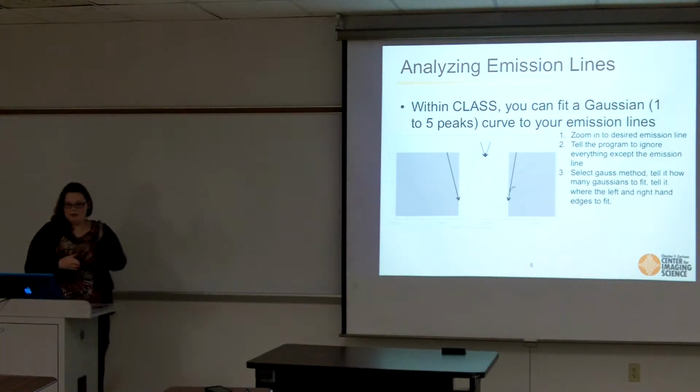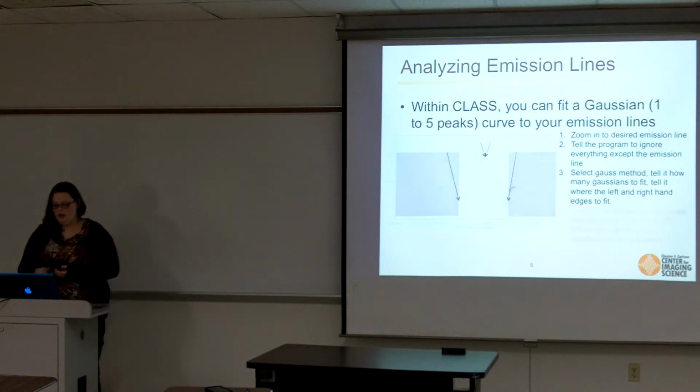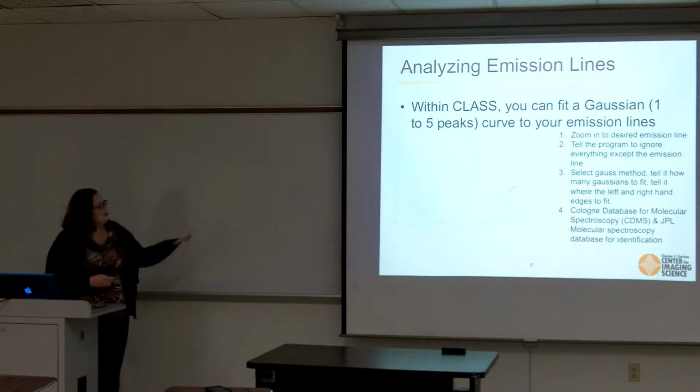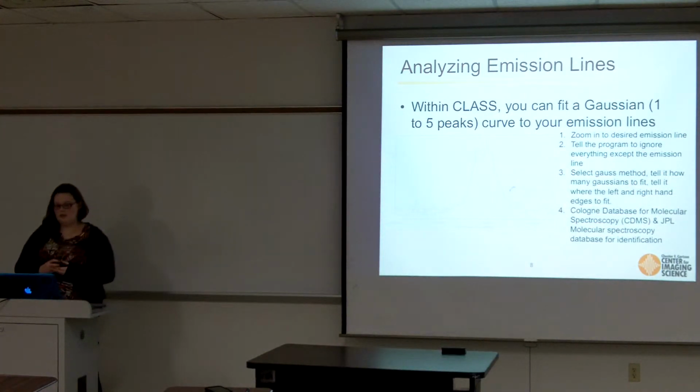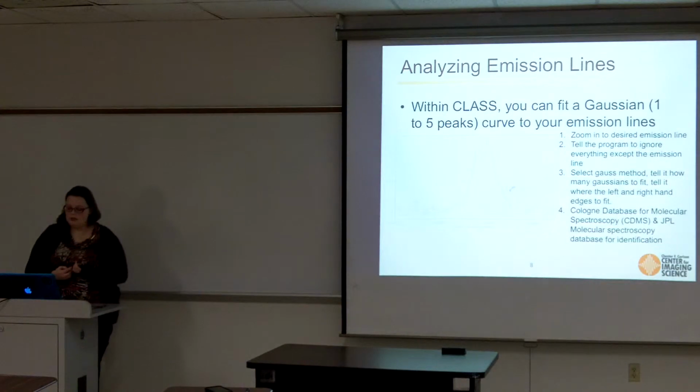And then you basically click to the left and the right of the peak that you want to fit to. And then you get a nice little curve that shows where your Gaussian is, and you get some information like the peak of each of them, where it's centered at, and the area underneath that. And then you can go to the Cologne Database for Molecular Spectroscopy, or the JPL molecular spectroscopy database, and you can compare the rest frequency to the frequencies that they have in those databases, and you can tell what molecules you have.